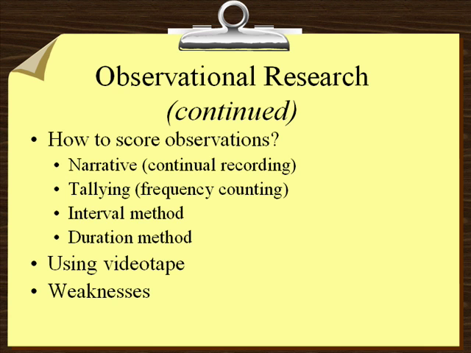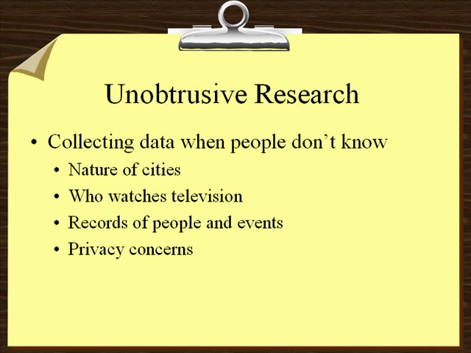Okay, we're going to move on from observational research, and we're going to talk about unobtrusive research methods. And this is collecting data when people don't know that the data is being collected. This can be done by looking at the nature of the cities through different documents, who's watching television, records of people and events, and I'll talk about privacy concerns. The book has some pretty good examples of the types of unobtrusive research methods.